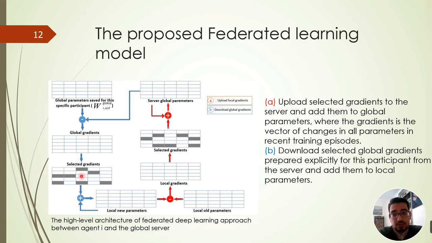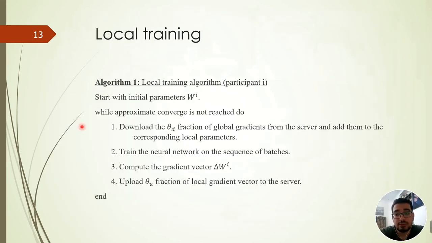Okay, that was all about this figure. As you can see, this figure is constructed from two main parts: the participant and the global server. Now let's take a look at the algorithm of each one of them. Here we have the algorithm related to the participants. As you can see, this algorithm is constructed from four main parts.